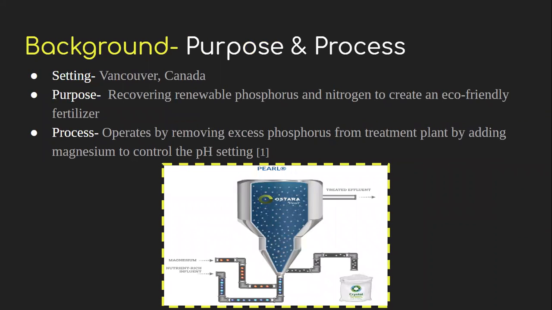The Pearl reactor was developed in Vancouver, Canada, and has expanded across the US and Europe as of today. The purpose of the Pearl reactor is to manage nutrients by recovering renewable phosphorus and nitrogen to create an eco-friendly fertilizer. The Pearl fits into the main or side stream and operates by removing excess phosphorus from the treatment plant by adding magnesium to control the pH setting, which allows nutrients to crystallize into highly pure fertilizer granules.